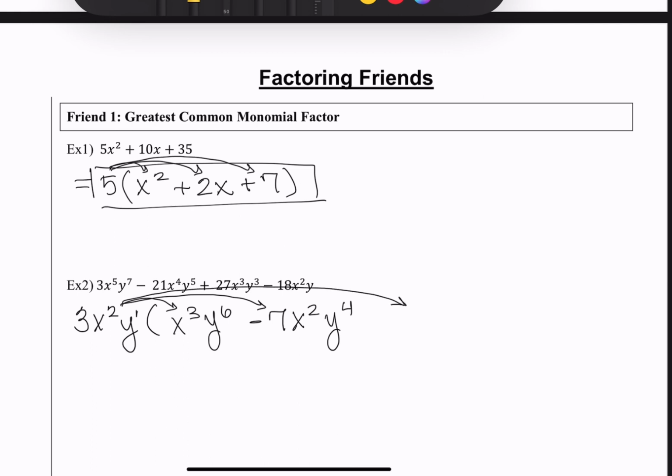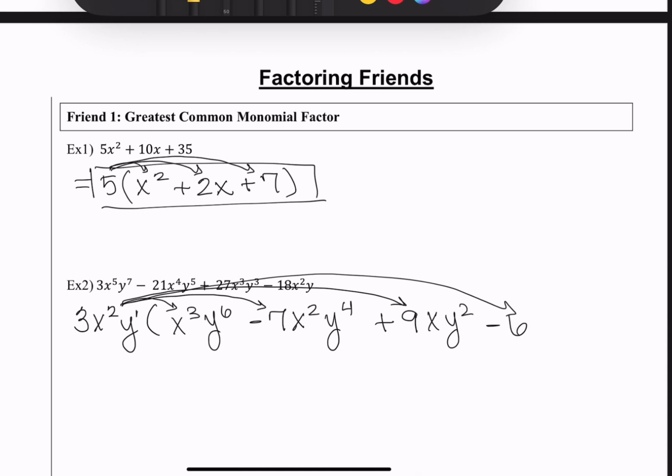Moving on to the third term, right over here. So what am I going to multiply 3 by to get the 27? Positive 9. X squared times what gives me x cubed? X to the 1st. I'll just write x instead of x to the 1st. And y to the 1st times what will give me y cubed? I need y squared. All right, and then the last term over here, well, 3 times what gives us negative 18? We need a negative 6.